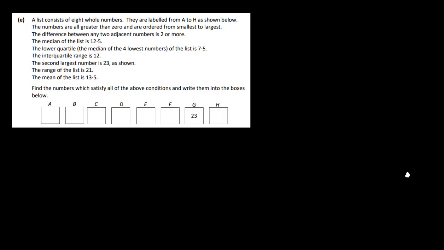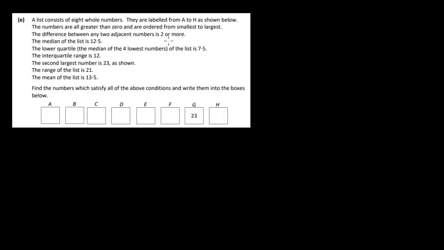So we have a list which consists of 8 whole numbers. They are labelled from A to H as shown below. The numbers are all greater than 0 and are ordered from smallest to largest. The difference between two adjacent numbers is 2 or more. The median of the list is 12.5. Okay, so they give us a certain amount of information here, and I just want to work through these as we go along. The first thing they say is the difference between any two adjacent numbers is 2 or more.